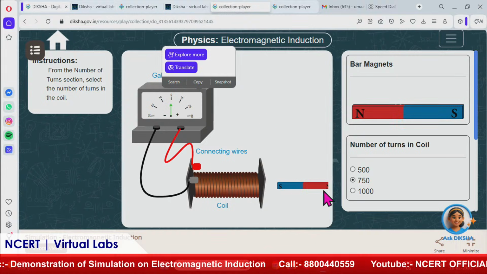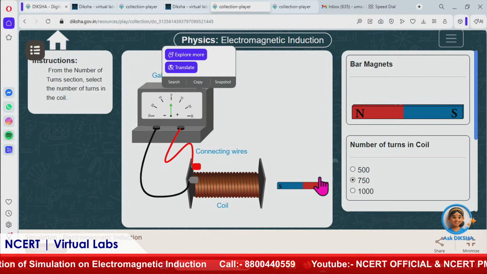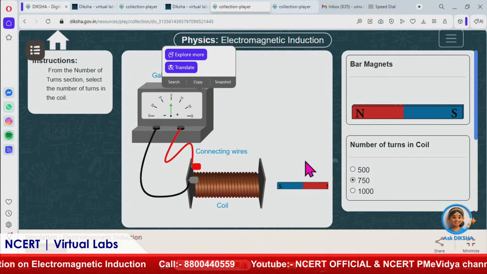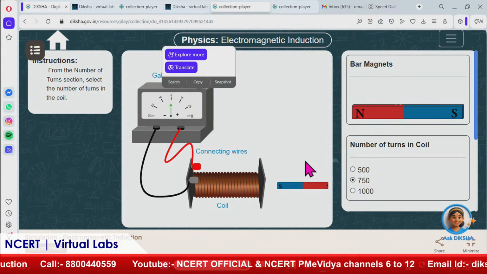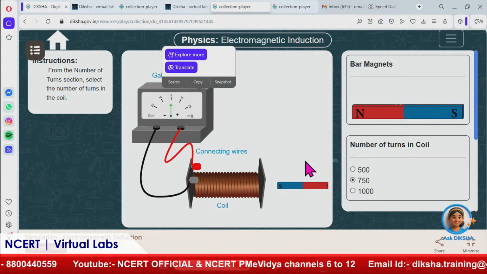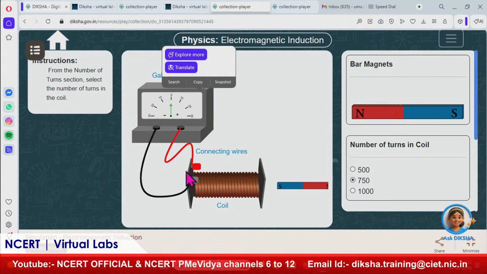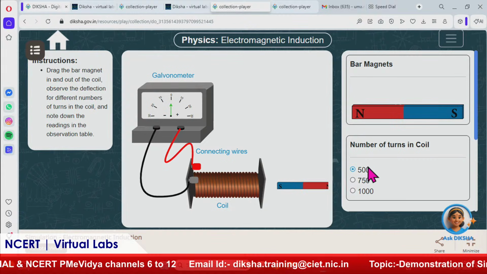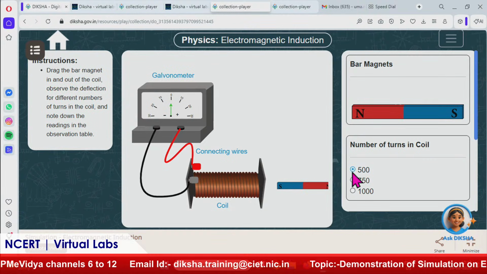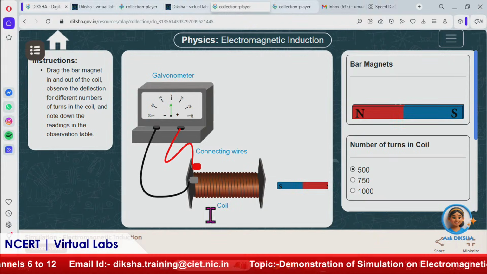Now the same thing we can do. One more thing is also observed: when I increase the number of turns in the coil, the intensity of the magnetic field increases, and the current in the coil will be more. Let's see. Suppose I have taken 500 turns. First case, 500 turns.